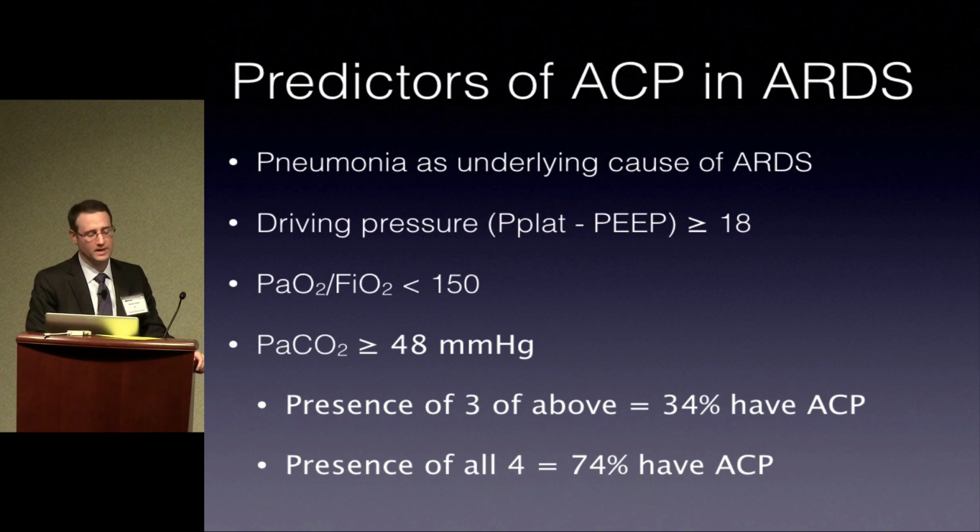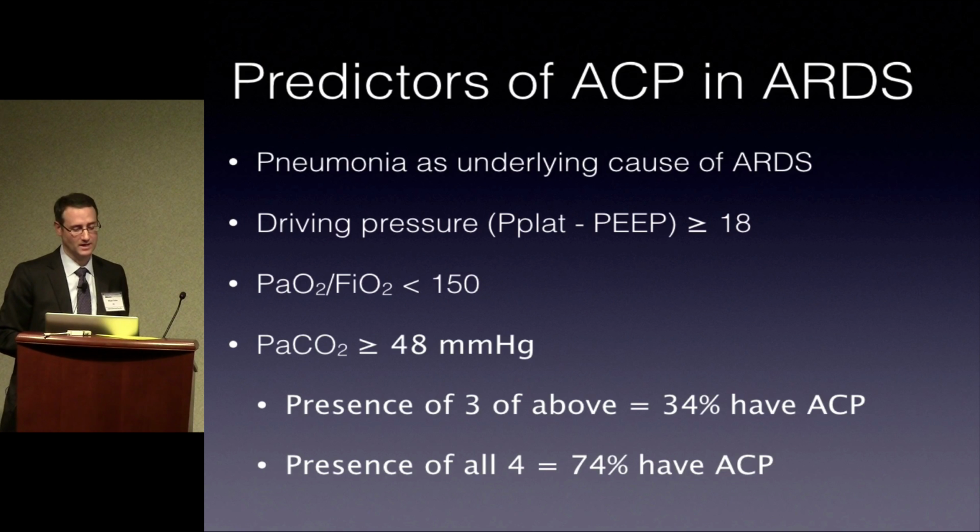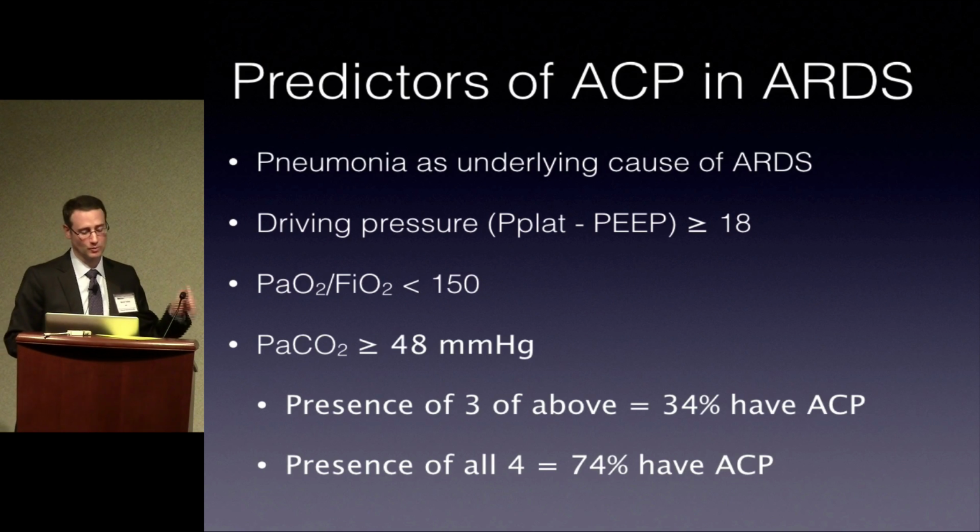So the argument would be that if you are worried about this, you probably only need to do echocardiography in the people who have 3 of these risk factors. And if you only have 1 or 2 of these risk factors, it's probably not worth it, because the chance you're going to find severe acute cor pulmonale, something you may want to take some action about, is relatively low.